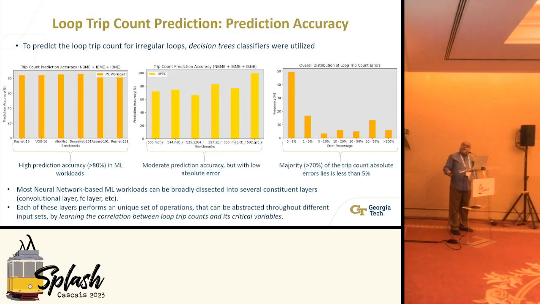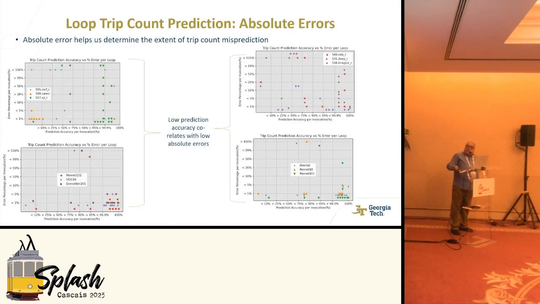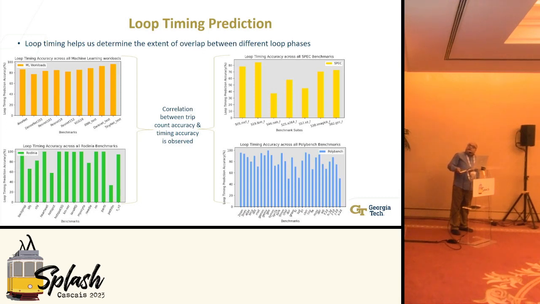So let me go to quick results. So how accurate is this prediction? That's the first question. You can see that the prediction is very high, 80% accuracy, and allows you to do a great prediction by using this particular technique in terms of the trip counts, and this facilitates best scheduling. So I'm going to focus on the loop timing prediction, which is also equally accurate. As you can see, especially for ML, it's over 95% accuracy in many cases.